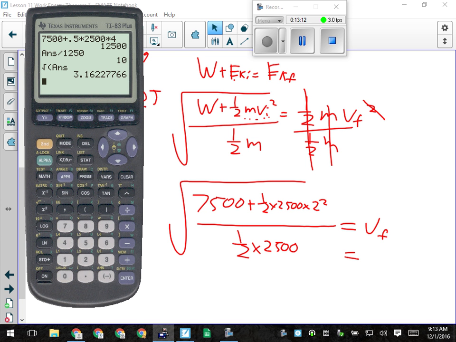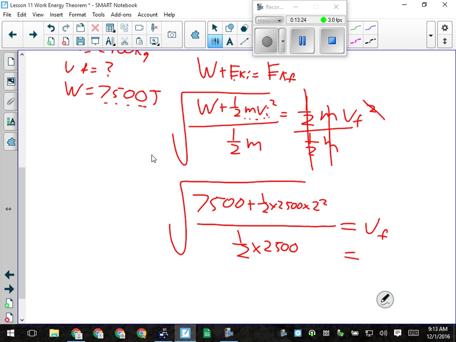All right, so the final velocity of the truck, or final speed of the truck, sorry, is going to be 3.16 meters per second. Did the tractor have to do a lot of work and not really get a lot out of it? It did. It had to do a lot of work and didn't get much out of it. So 3.16 would be my final speed.